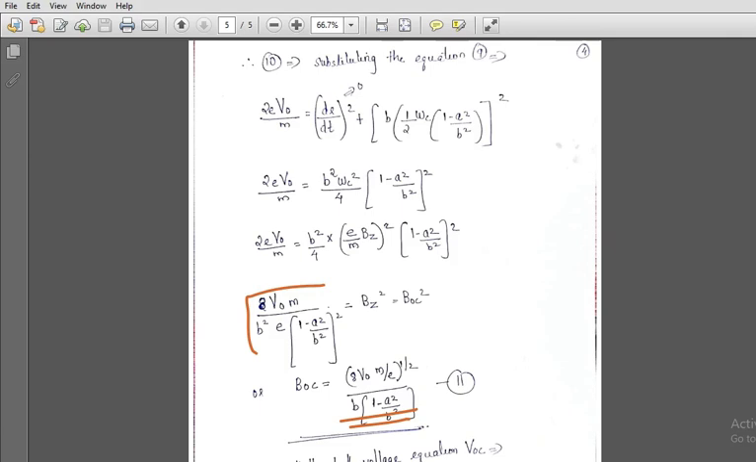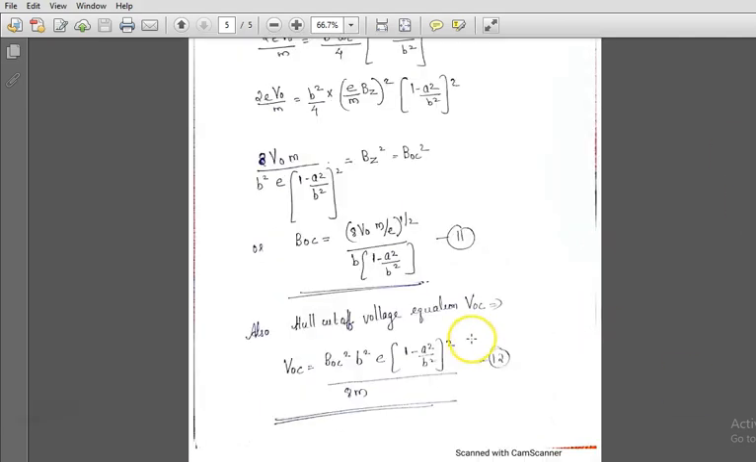And we can also write from the same equation that when the magnetic field is the Hall critical field, the corresponding voltage is also called the critical voltage. The corresponding equation for voltage is also called the Hall cutoff voltage equation. So from the same 11th equation, we rearrange to get the value for V0C. V0C becomes B0 square b square e into 1 minus a square by b square, the whole square, divided by 8m.